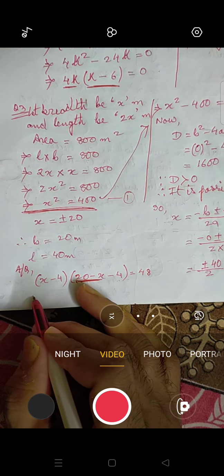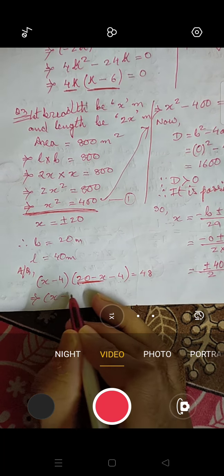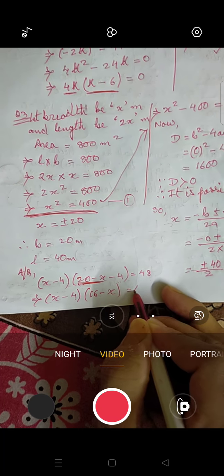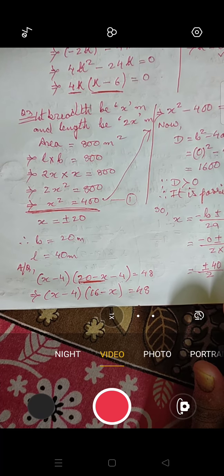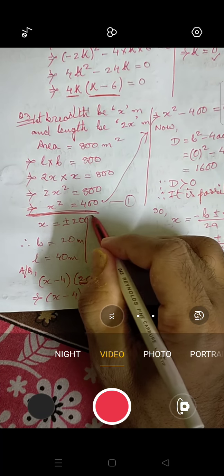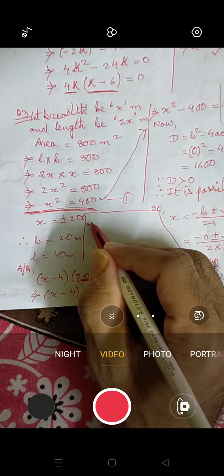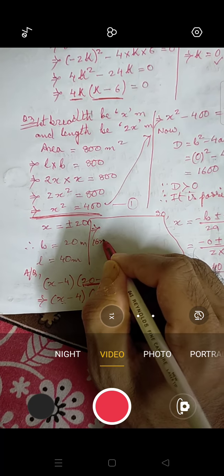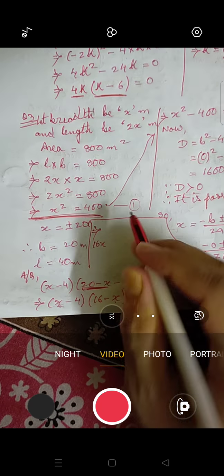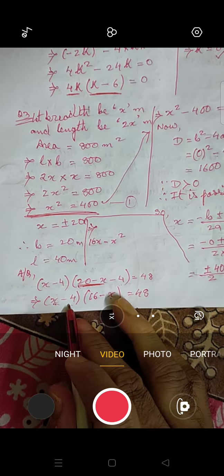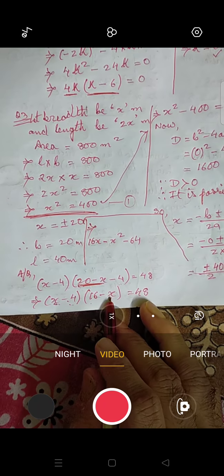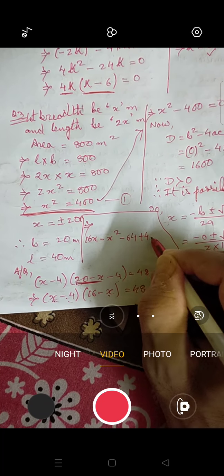Now we will solve this one. So can I say this is x minus 4, and this can be written as 16 minus x, equals 48, correct? Now I am solving it here only. If I expand this, I will get 16x. Now this x will be multiplied here, minus x square. Now this 4 will multiply here, minus 64, and this will multiply plus 4x, equals 48. Any problem?